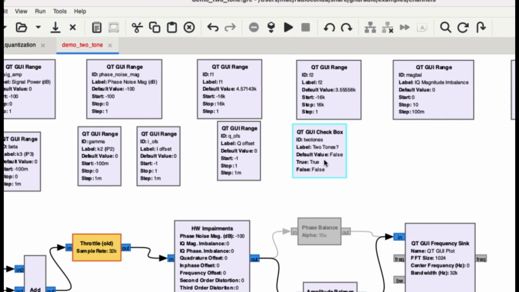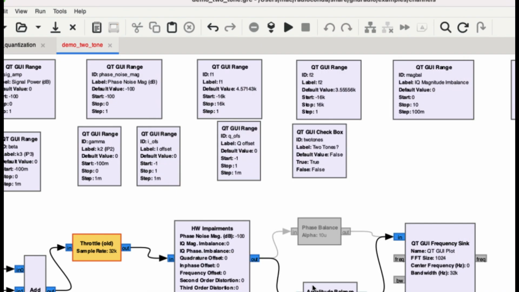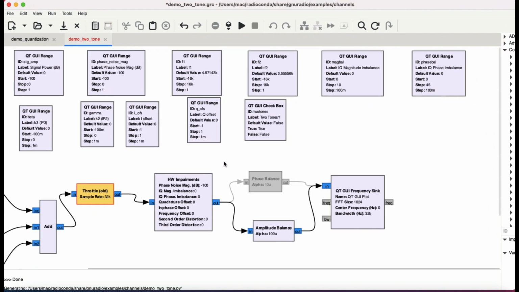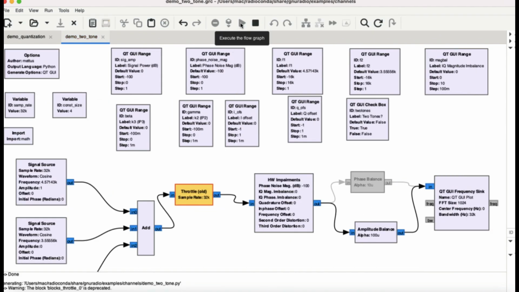Then you also have these checkboxes that allow me to actually have a Boolean operation of true and false. So if I want to look at two-tone operation, I can do that. Let me simply run the simulation and show you what that is, and I can share this flow graph with you, so you can also look at it yourself as well. So just run this simulation.